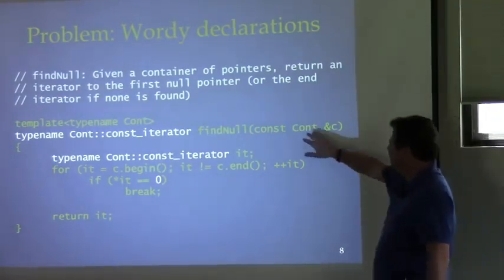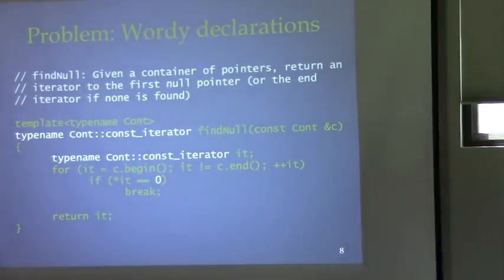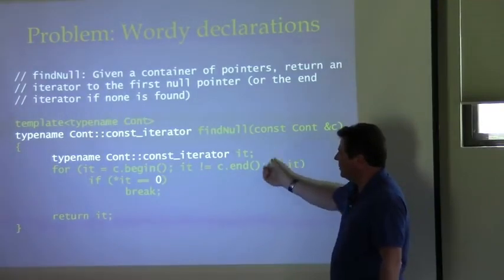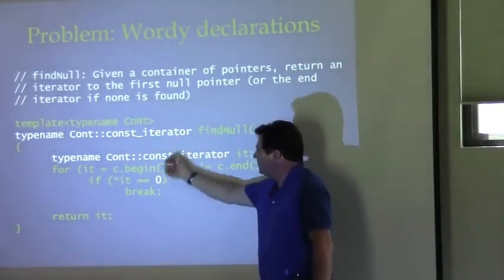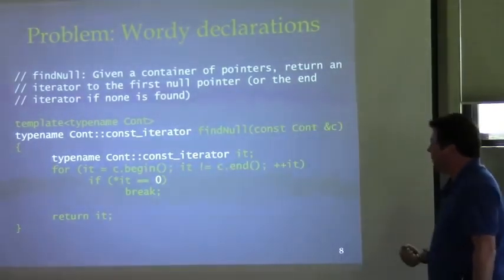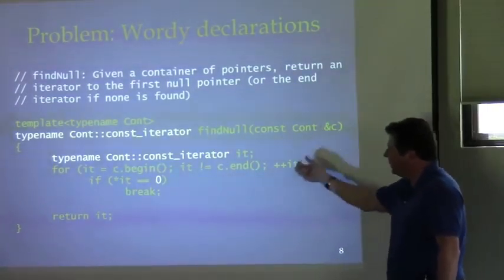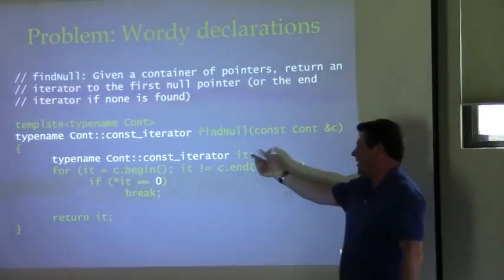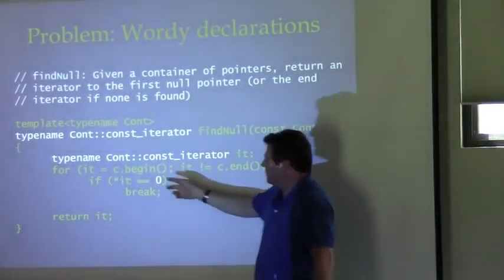Okay, so we're going to take a reference to a container, and we're going to look through it for an iterator, look through it for a null pointer. So the old way to do it is first we have to declare what it returns. Well, it's going to return a const iterator. It's a const container, so we should be returning a const iterator. We need to declare our variable. Now, what's this type name here?